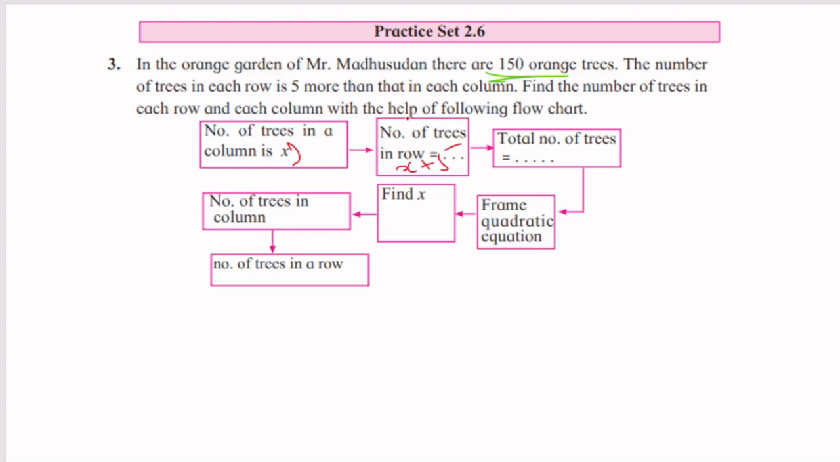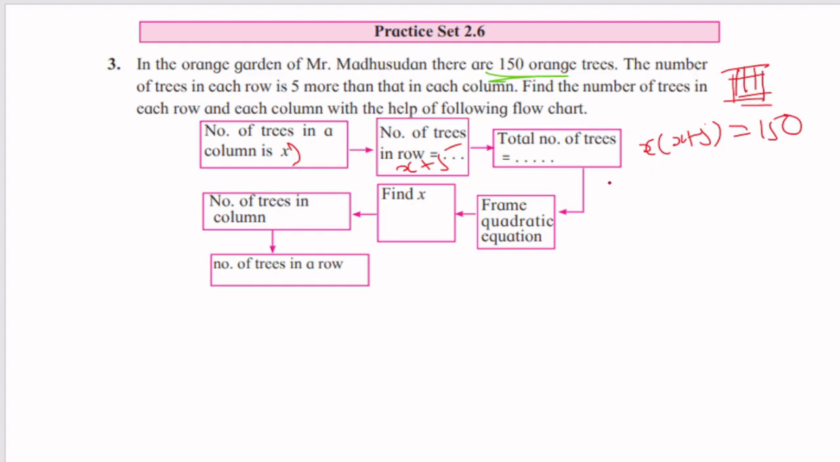The number of trees in the column you have to find out. Then the total number of trees: how will you calculate it? The number of columns times the number of rows equals total trees. For example, this is the column and this is the row. If you multiply the total column values and total row values, you'll get the number of trees. So x into x plus 5 is equal to 150. Now you need to solve this to get the further answer.